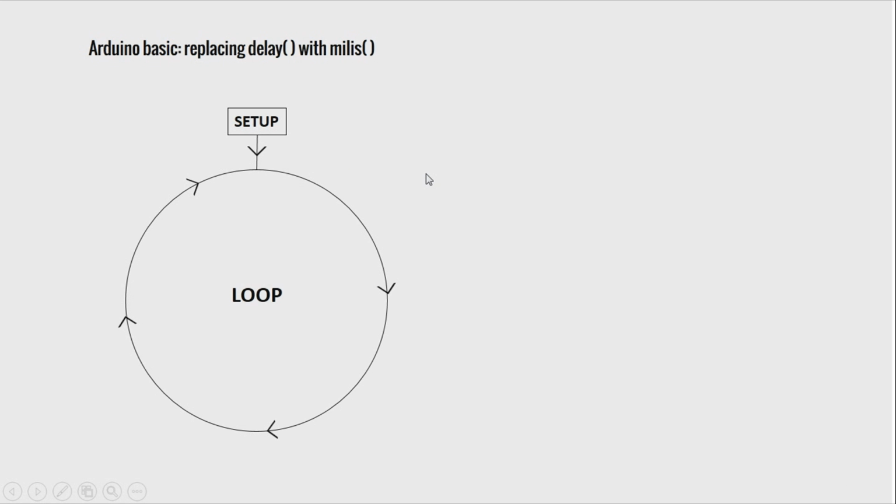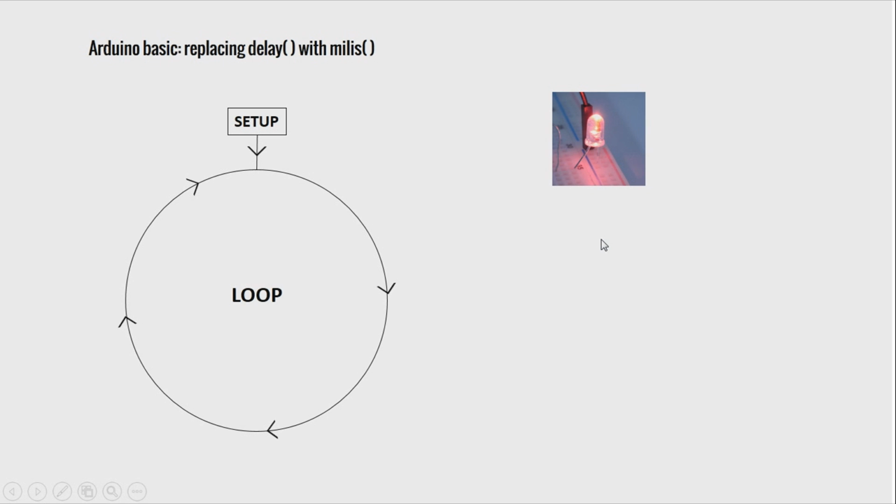The basic structure of an Arduino sketch always consists of a setup function, which runs only once in the beginning, and a loop function, which runs repeatedly and infinitely until we turn it off. Let's take the example of the blink sketch.